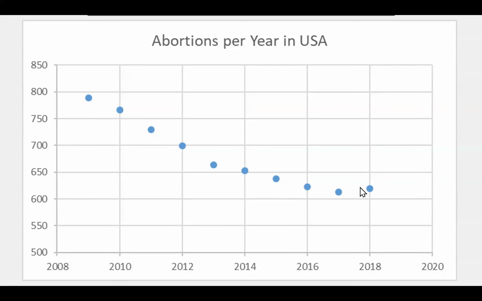So I'm guessing that this R value is going to be negative because it looks like it's declining, the number of abortions per year. So it looks like the R value is negative, meaning the slope of the line is also going to be negative.